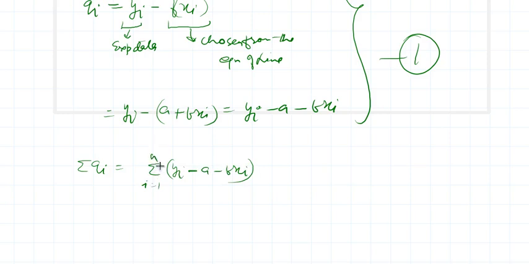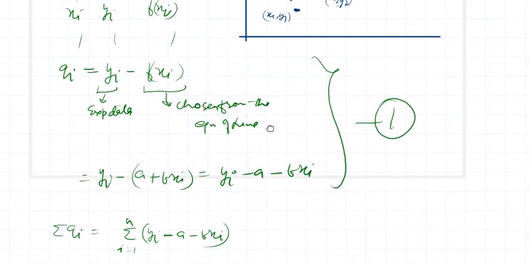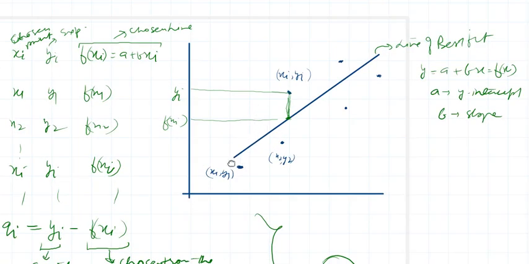But another thing we have to keep in mind: sometimes some points are lying below this line and some points are lying above this line, so a possibility is that this error may become 0, but it doesn't mean that it doesn't have any error. So for that, we will take their squares. That's why we call it the least square method, right?